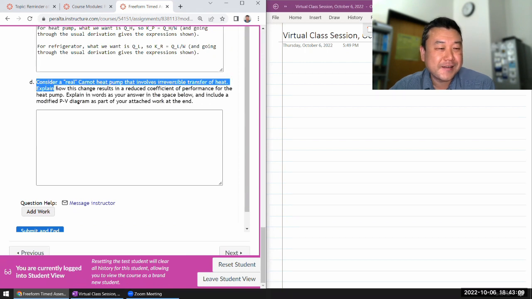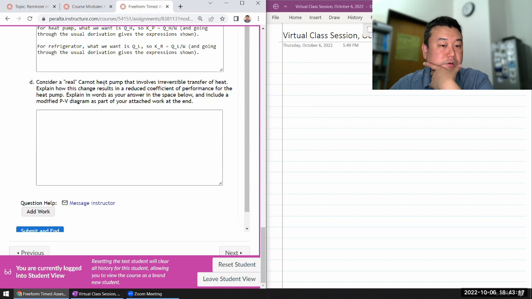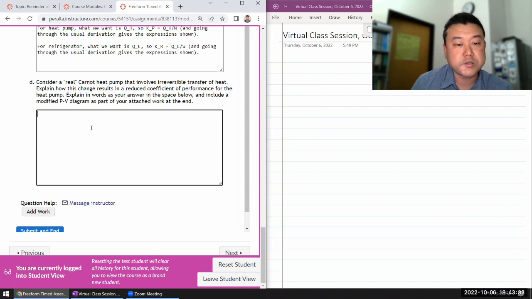So this one is probably the one tricky question, because a lot of times people think, so consider a real Carnot heat pump, how this change resulted in reduced coefficient of performance for the heat pump. Explain in words as best you can. Oh, wait, this isn't tricky. I used to have a different version of the question that was tricky, but it wasn't this one.